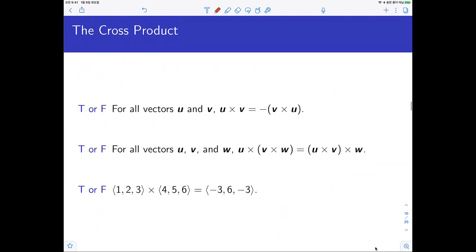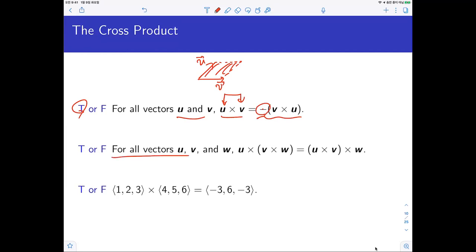Okay, here, for vectors u and v, u cross v is minus v cross u. As I said, the magnitude of the cross product is the area of this parallelogram, and the direction of the cross product is obtained by the right hand rule. So if the order of the two vectors is changed, then the direction of the vector is changed. So we have a minus sign here.